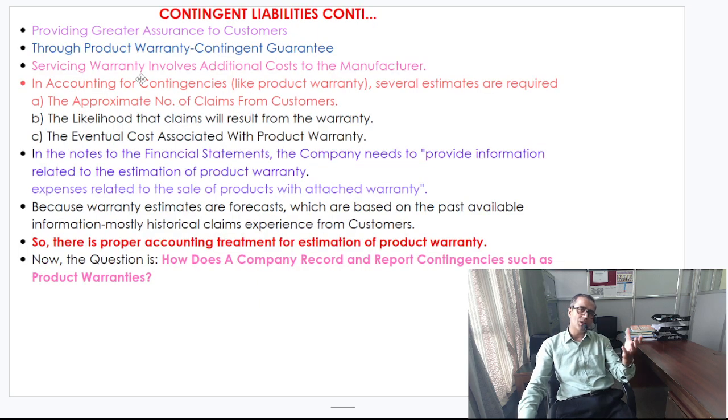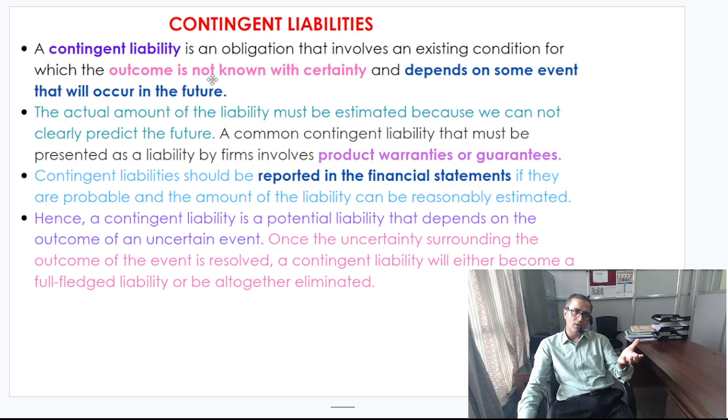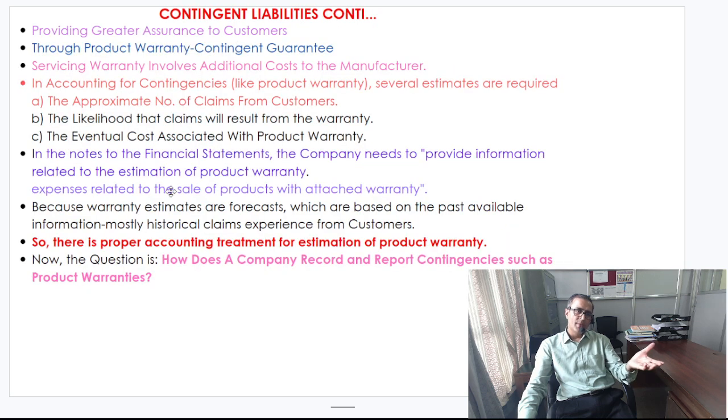As a seller, when a company provides a warranty, for example, a Baltra brand fan that you purchase comes with an attached warranty. That means it provides assurance to the customer, and through the product warranty there is a contingent guarantee of the parts. But servicing the warranty involves additional cost. I discussed the same thing in the last video.